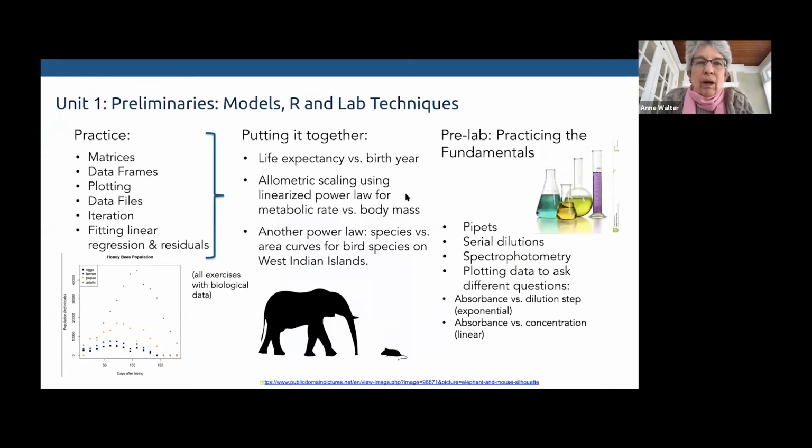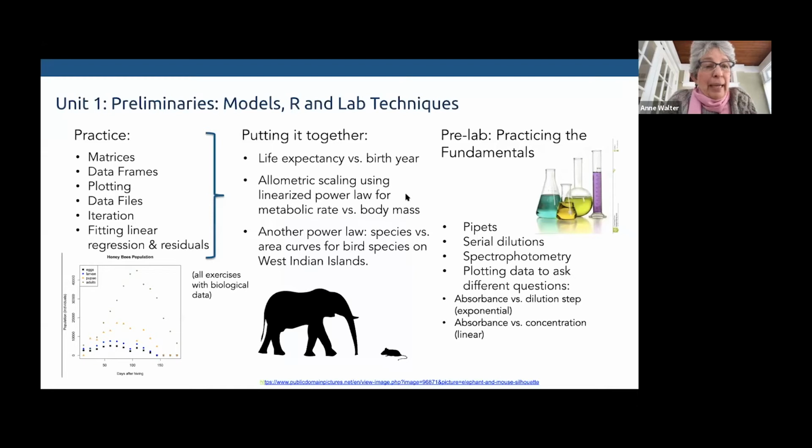We start the courses, the various courses that we now teach, by thinking about preliminaries. We do not assume that anyone has much experience in R or in lab techniques. And our very first unit will mimic what we do with all of our units. We have a section that involves lots of practice. And I've just named a few of the things that we practice with: matrices, data frames, plotting, etc., all the way through linear regression models that we fit.